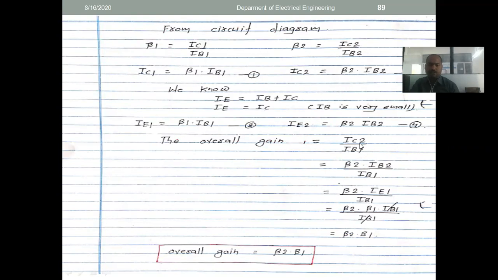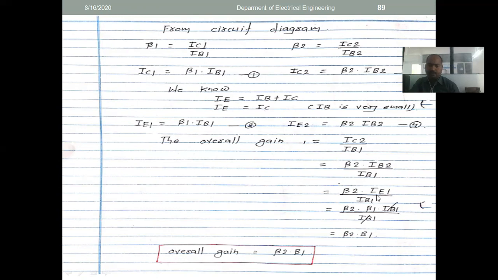The equation of IC2 is beta 2 into IB2, and IB1 we take as it is. Now see, beta 2 into IB2 divided by IB1. We know that IB2 is nothing but IE1. So beta 2 into IE1 divided by IB1.